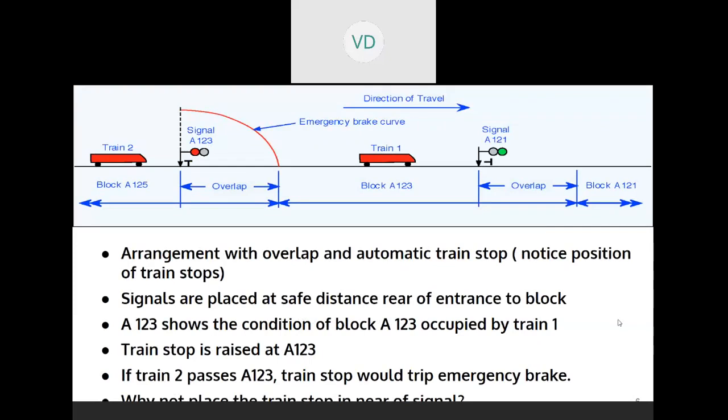So the overlap is indicated here clearly, and the train stop devices are shown at these signals. You can see a T marker. At the red signal, the T marker is in a different position than the T marker at the green signal A121. It indicates that at A123, with the red signal, the train stop is in the raised position. That is just a symbol to indicate the raised position, and at A121 it is in the lowered position because that is a green aspect. So when train 2 approaches, it trips it and stops in the overlap. Train 1 is beyond the overlap, so it is safe. Next.